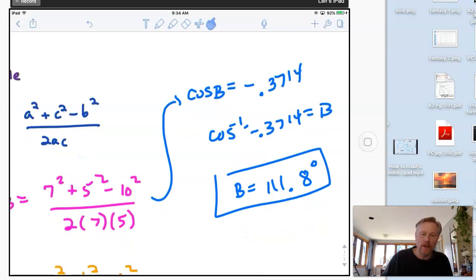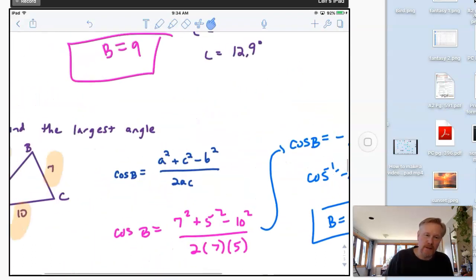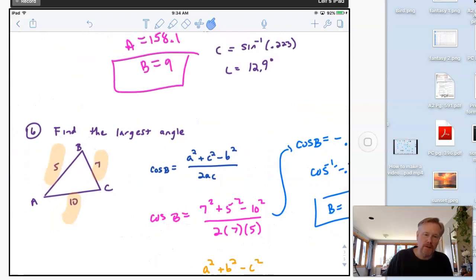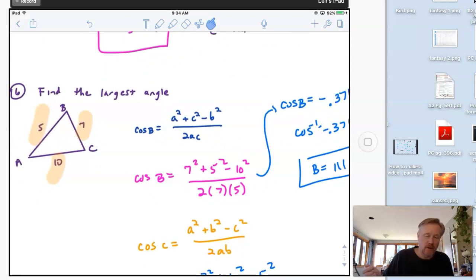All right, now I've got one angle. I've got to find a second angle, right? Because I need all three angles. I need to know which one's the largest, which means I'm going to take the cosine of C formula. You could usually easily use the cosine of A formula also, but this is the one I chose. And then I'll plug in the same values, right? The 10, 5, and 7.